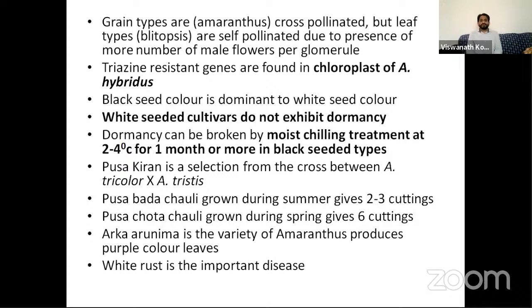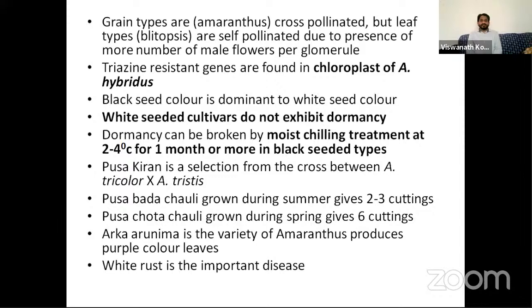And the seed color is of two types. One is black color seeds and one is white color seeds. The white color seeds do not have dormancy. The black color seeds have dormancy. The dormancy can be broken by a moist chilling treatment.